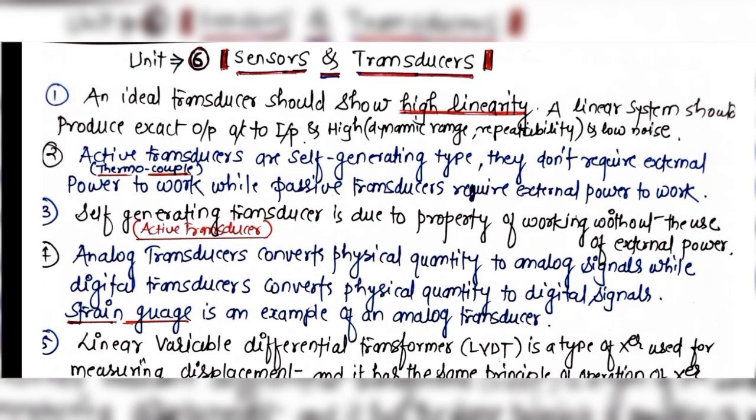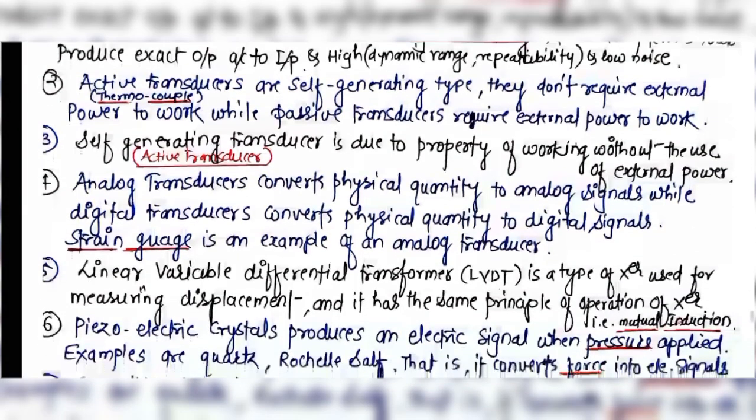Analog transducer converts physical quantity to analog quantities, while digital transducers convert physical quantities to analog, that is analog quantities to digital signals. Strain gauge is an example of an analog transducer.